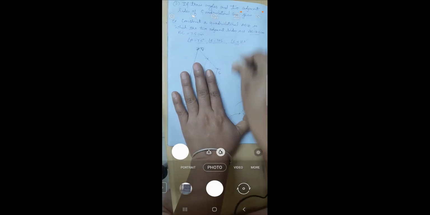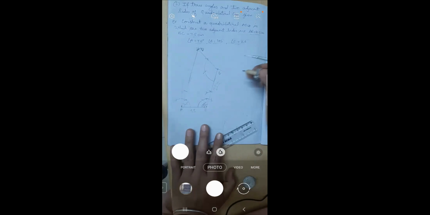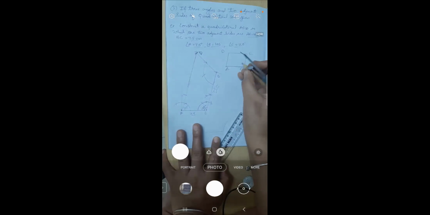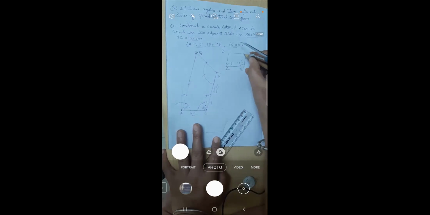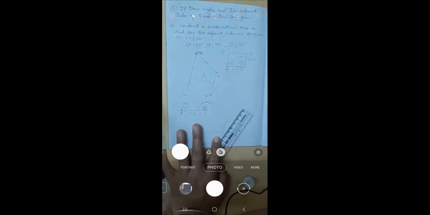In construction part, it is very important to know how to draw angle from the compass. See, first make a rough diagram, quadrilateral A, B, C, D. Angle A is given 75, B is 105, C is 120, and AB is 4.5, and BC is 7.5. Okay, this is given.